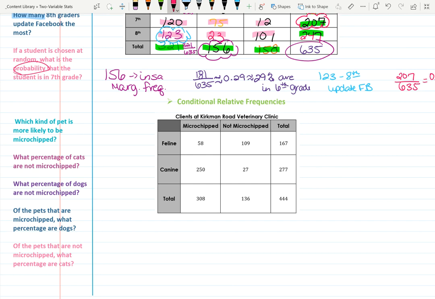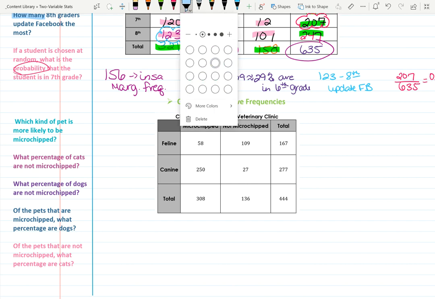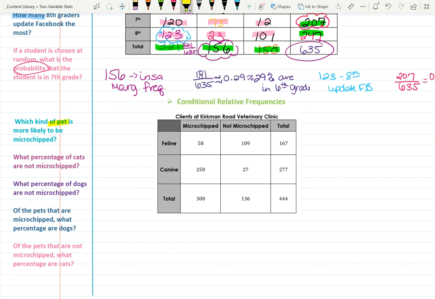So which kind of pet is more likely to be microchipped? I'm talking about cats and dogs. I cannot just say which one's more likely to be microchipped. Oh, canine, right? Because 250? Yeah, but it's which kind of pet. So we need to pay attention to the totals because we have a completely different number of felines versus canines that were surveyed. That sounds silly saying a dog or a cat's being surveyed, but you know what I'm saying.